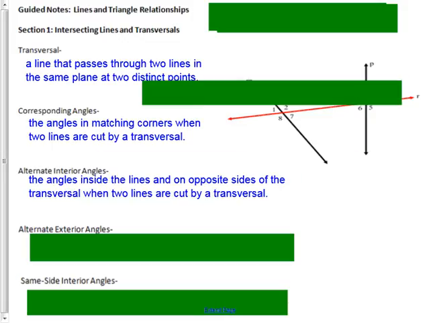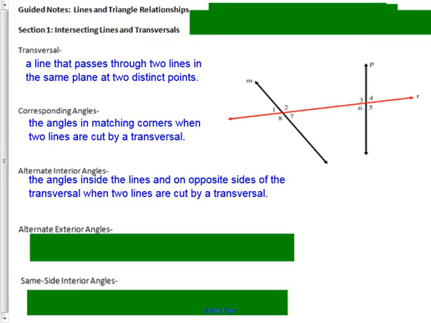Alternate interior angles: angles inside the lines and on opposite sides of the transversal when two lines are cut by a transversal. Let's break this down. Alternate says they're going to be on opposite sides of our transversal. Interior means they're going to be inside of our lines. So interior means in here somewhere. Alternate means on opposite sides of our red line, the transversal. So 2 is an alternate interior angle with 6.